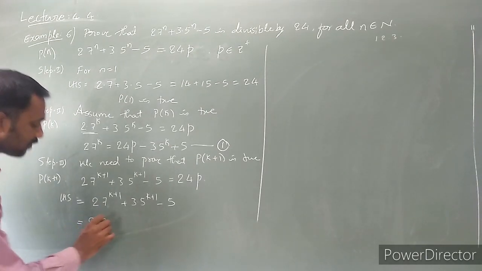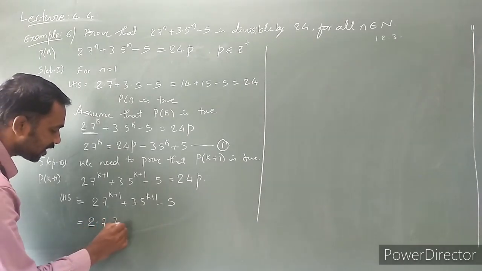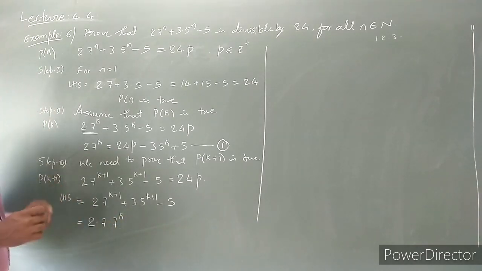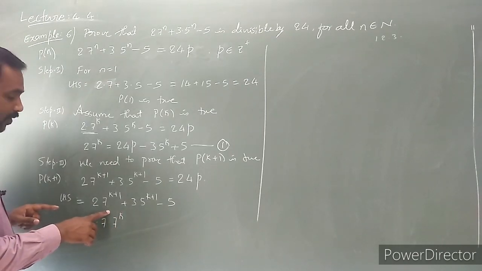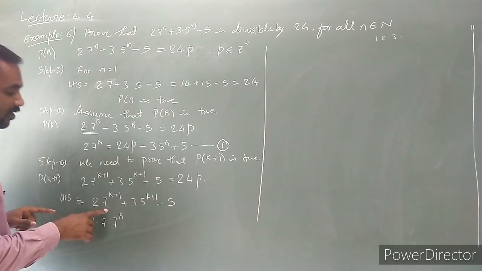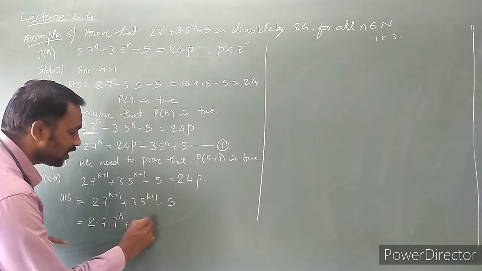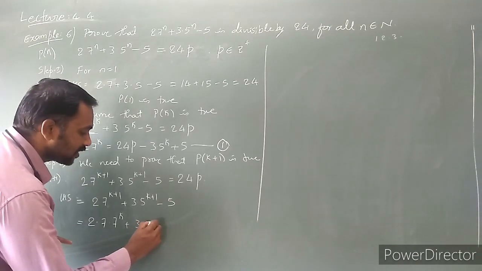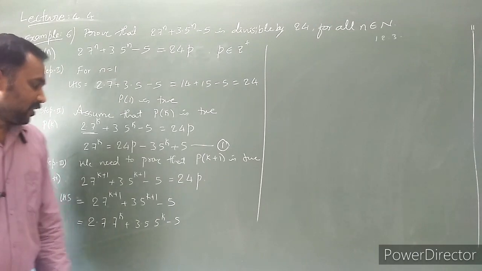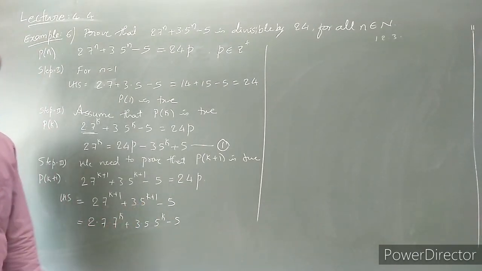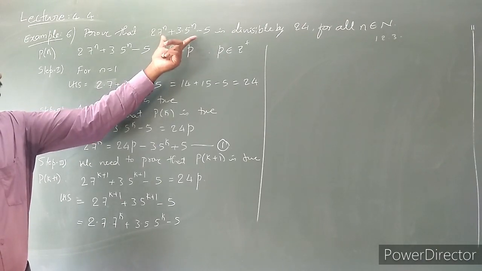2 into 7 power k plus 1, is that 7 power k plus 1? Can I write it as 2 into 7 power k? The bases are the same, so add the indices: 7 power 1 into 7 power k will equal 7 power k plus 1. Yes. Next, similarly, 3 into 5 power k plus 1 can be written as 5 into 5 power k minus 1. Okay.